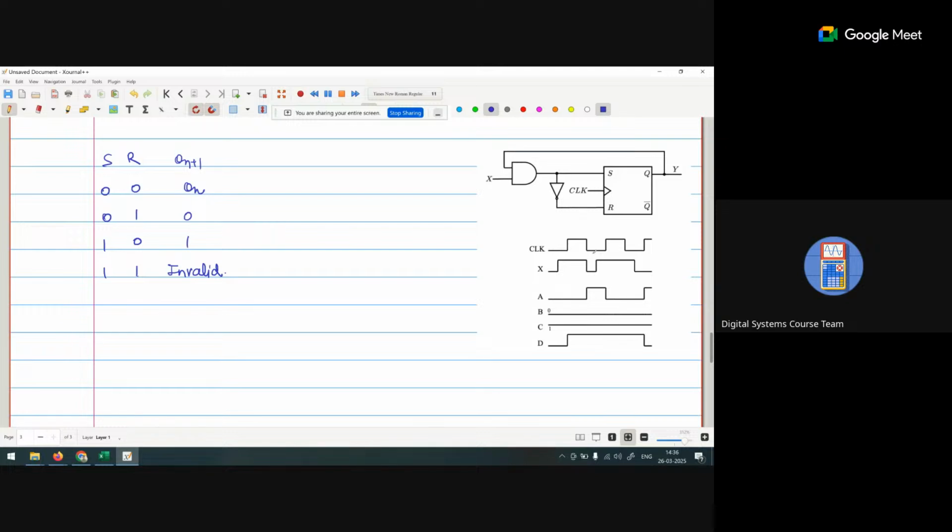Now if you see that in between the S and R, there is a NOT gate. So that means if S is 0, R is 1, and if S is 1, R is 0. So we only consider these two conditions. Don't bother about any other. Because in short we can put that as a D flip-flop.